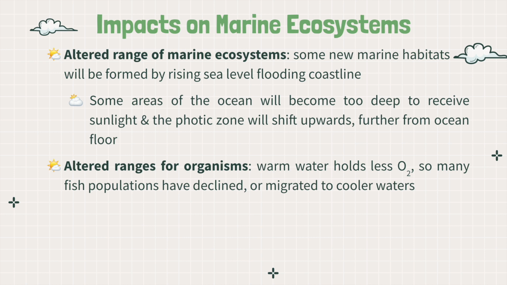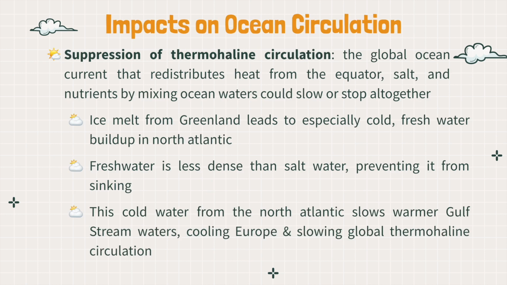The altered ranges for those organisms, so warm water holds less oxygen, and aquatic organisms actually breathe the dissolved oxygen in the water. Warmer water holds less oxygen, so many fish populations have declined or migrated to cooler waters because of this. Ocean circulation, so we talked earlier this year about thermohaline circulation.